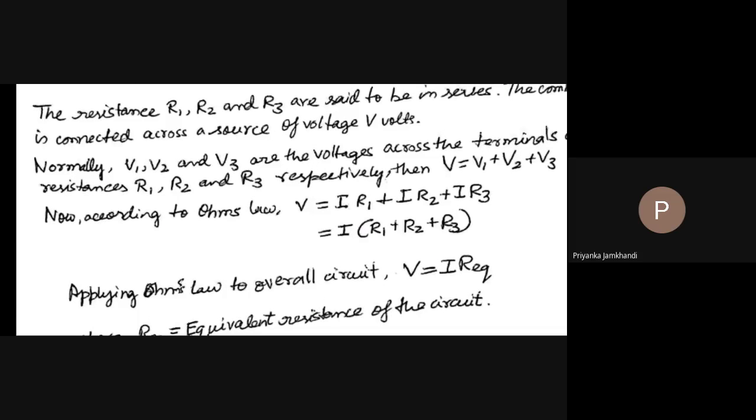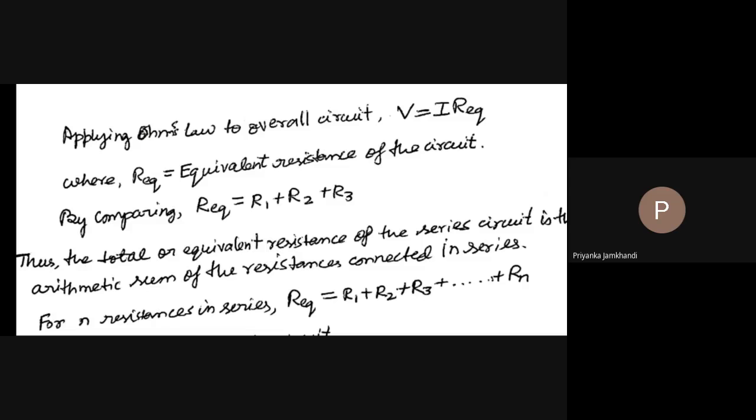Okay, ma'am. So in this series circuit, we get the equivalent resistance as R1 plus R2 plus R3. This is written as Req, where Req is the summation of R1 plus R2 plus R3. So in case of resistances, we add up the resistances in a series connection. That means Req equals R1 plus R2 plus R3.